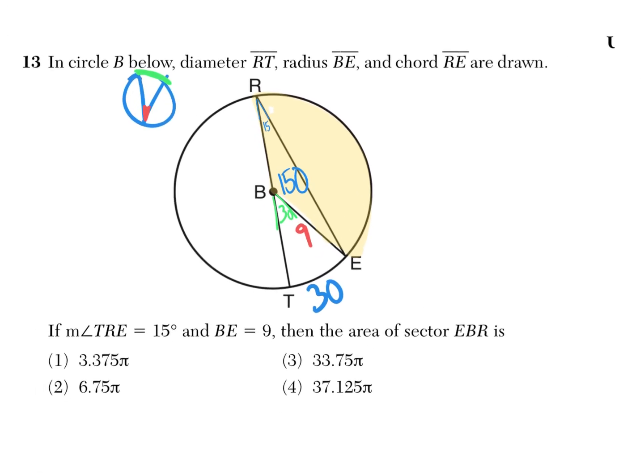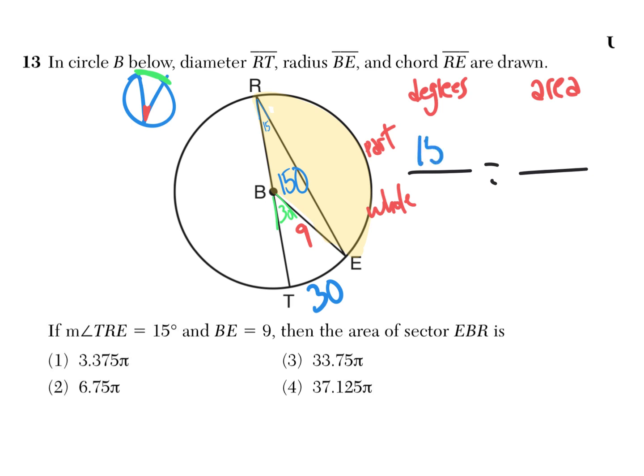Okay, so here is how I like to do it. I'm going to set up a proportion, and I know that on the left side we're going to have degrees, and on the right side we're going to have area. And I know that on the top we're going to have part when we're setting up proportions, and on the bottom we're going to have whole. Oh, okay, that makes sense. So when we're talking about degrees, the part that we're interested in is the 150 degree angle of sector EBR, and it's going to be out of 360. That's the whole amount of degrees.